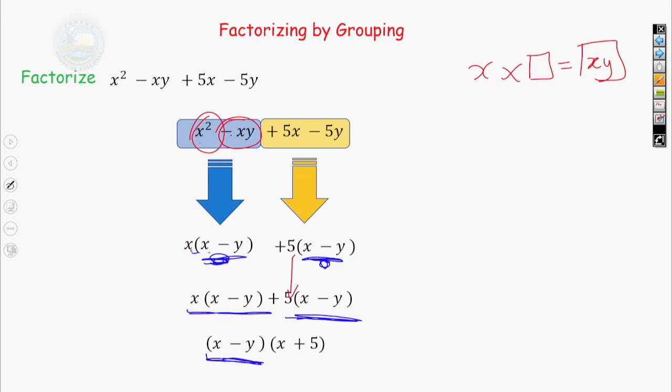But this x minus y, for this term was multiplied by what? It was multiplied by x. So, we have x here. And this x minus y here was multiplied by what for this term? It was multiplied by 5. Hence, we put plus 5 here. And we have completely factorized that term.